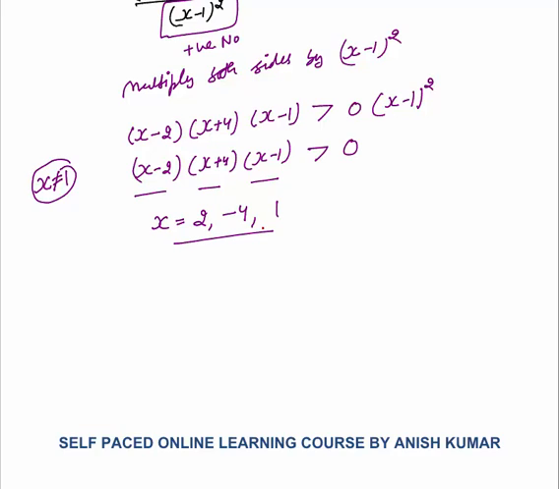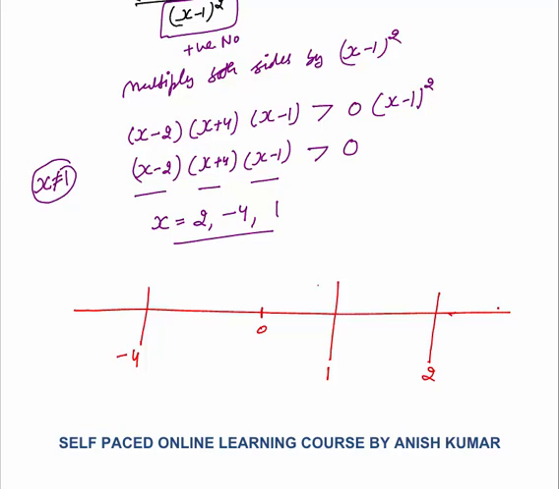Now again make the number line. I'm just making a number line. This is the number line. At minus 4, this inequality equals to 0. And this is the origin I'm making. This is 1 and this is 2. At all these 3 points, the inequality is equals to 0. Now I will make the regions. Which regions will satisfy? For more than 2, if you put more than 2, all values will be positive and this region will satisfy.